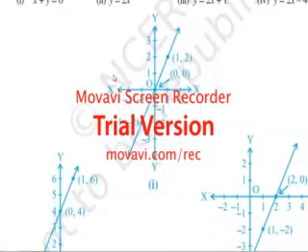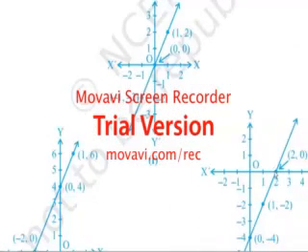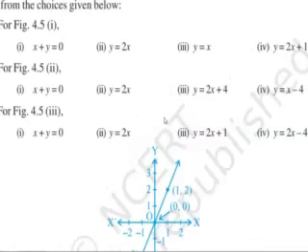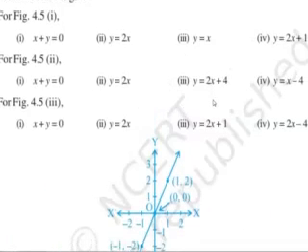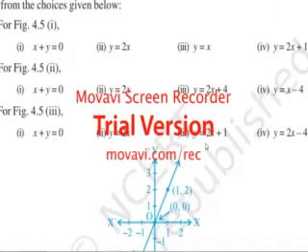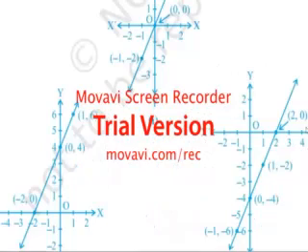Is y equal to 2x? No, because 2 into 2 is 4 and y is 0 only, so that is also not. Then y is equal to 2x plus 1. Is it? Y is equal to 2x plus 1? No, it is also not.